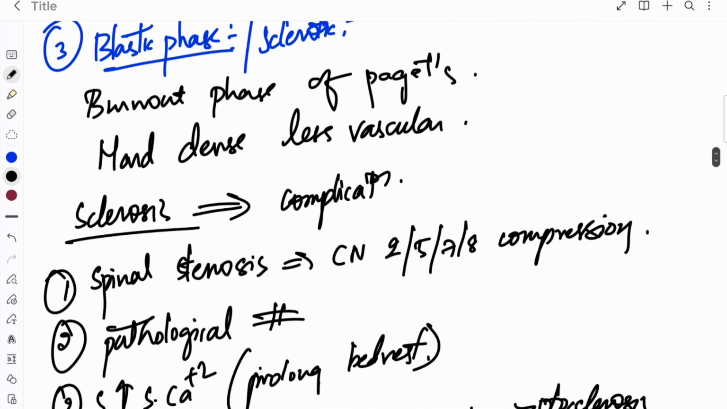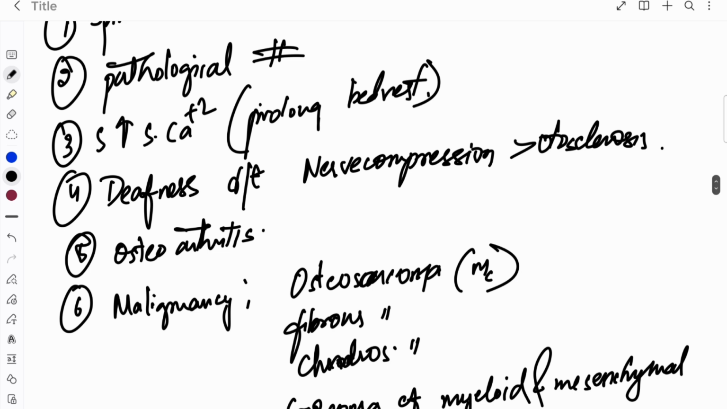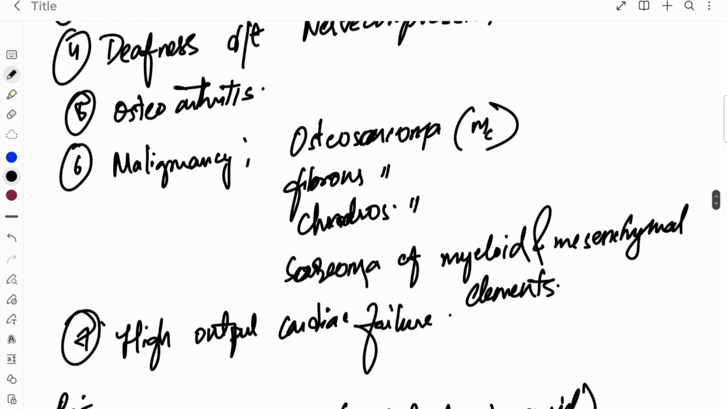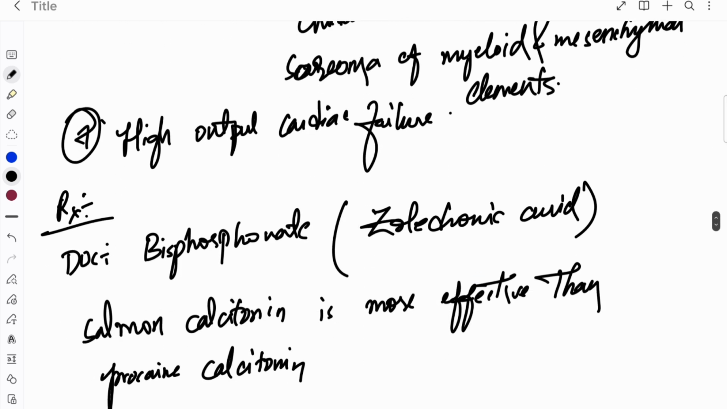The third is the blastic phase, which is the sclerotic phase, which is the burnout phase of Paget's. Here, the bone becomes hard, dense, and least vascular. And sclerosis leads to complications, more commonly spinal stenosis, cranial nerves 2, 5, 7, 8 compressions, and pathological fracture due to prolonged bed rest, leading to increase of the serum calcium levels, and deafness due to the nerve compression, then otosclerosis, osteoarthritis, malignancy, that is osteosarcoma, which is more common than fibrosarcoma, chondrosarcoma, and sarcoma of the myeloid and mesenchymal elements, and high output cardiac failure. In treatment, the drug of choice is a bisphosphonate, zoledronic acid is the preferred one, and salmon calcitonin is more effective than porcine calcitonin.